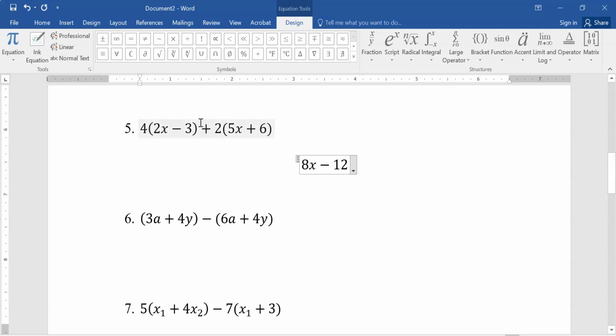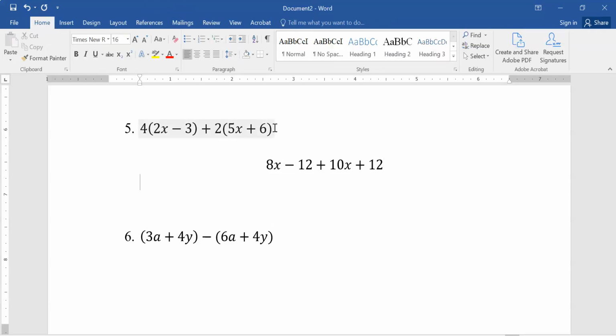Same thing. By the way, pay very close attention to the sign out front here. This is a positive 2. So when you multiply it in, 2 times 5x, this is positive times positive, right? What we went over in 1-1. 2 times 5 is 10, so you get plus 10x. This is a positive 2 times positive 6, you get a plus 12. So that's my distributive step.